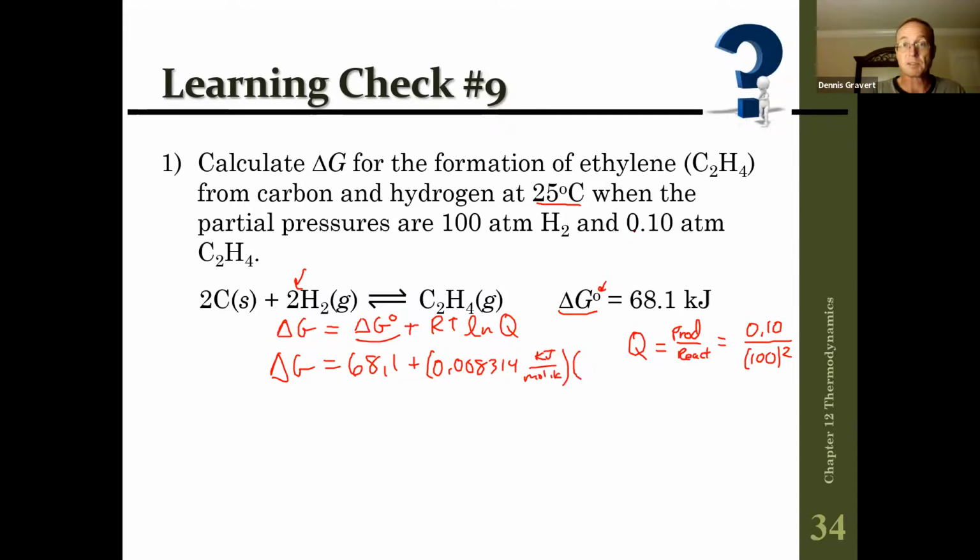Times the temperature, what's temperature? 25, that's nice. 298 Kelvin. Times the natural log of 0.1 over 100 squared. And I apologize, I didn't show my math. Check my math, see if I got it right. What I think it is a positive 39.6 kilojoules. And that's all they wanted. They just wanted us to calculate it. Nice.